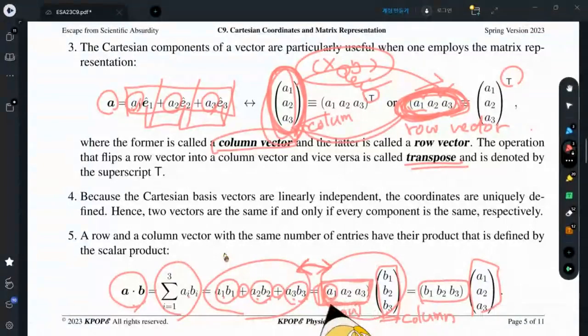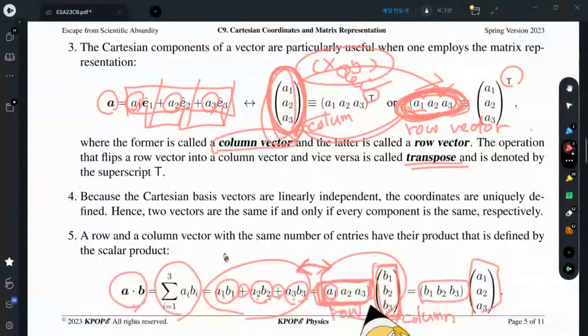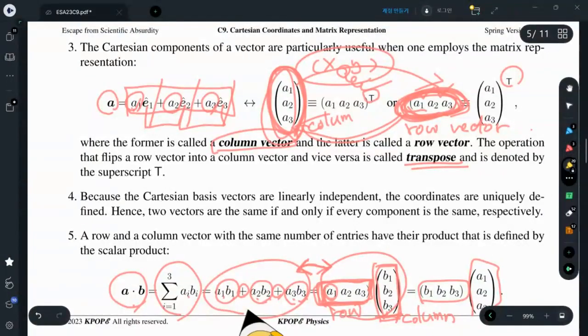If I have one row and one column, this is the matrix multiplication. How can I compute this? First element, product.